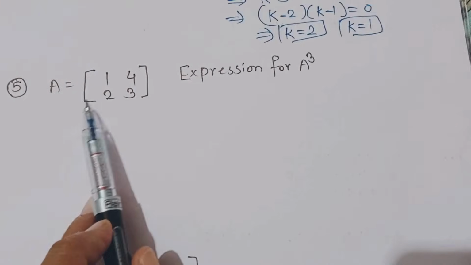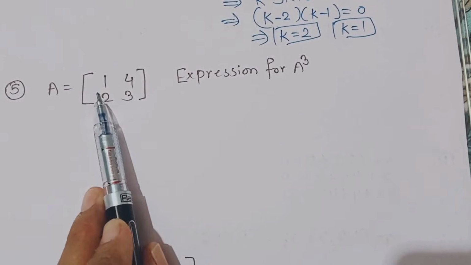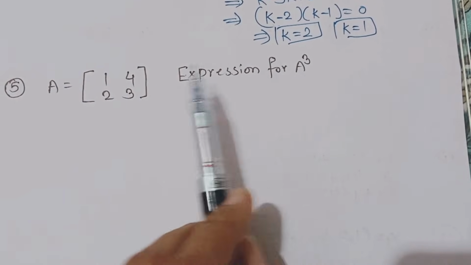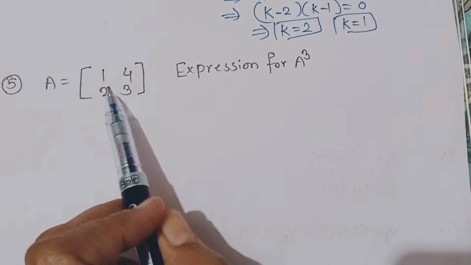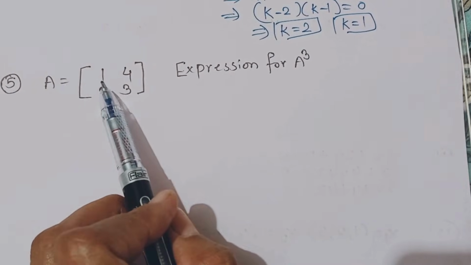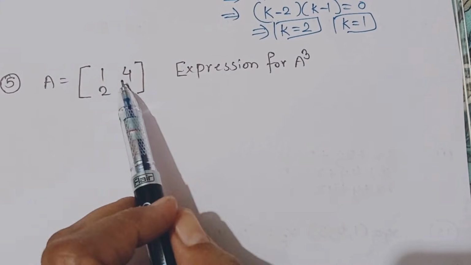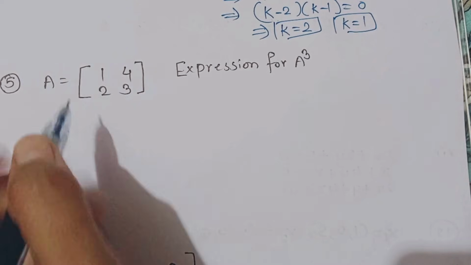Next question: A is given, and using the Cayley-Hamilton theorem we have to find the expression for A cube. So what is the Cayley-Hamilton theorem? It states that every square matrix satisfies its characteristic polynomial. So for that we have to find the characteristic equation of this matrix A.